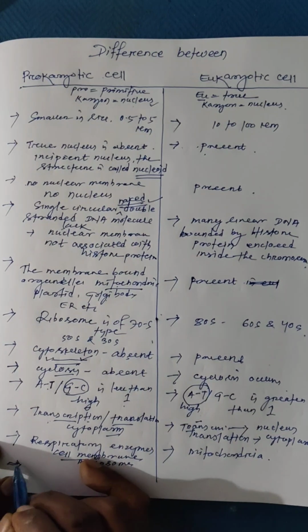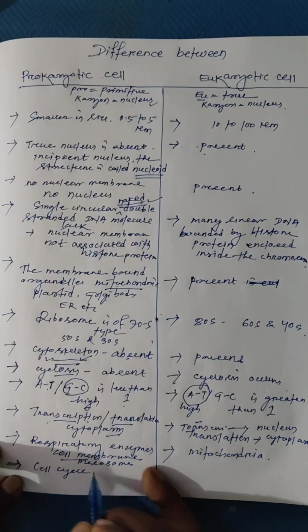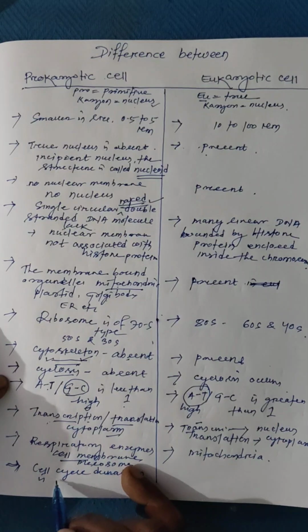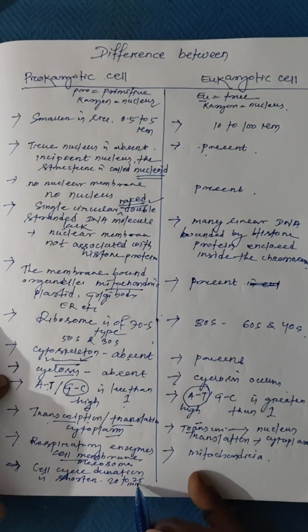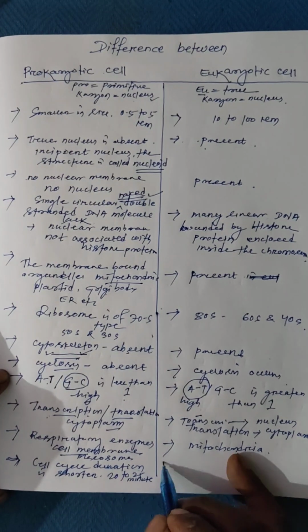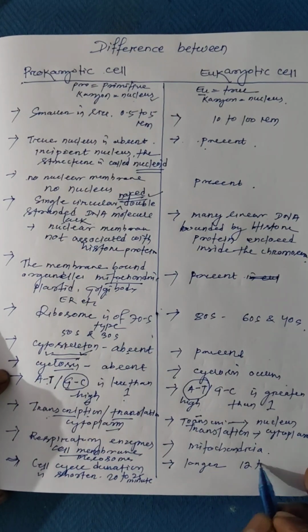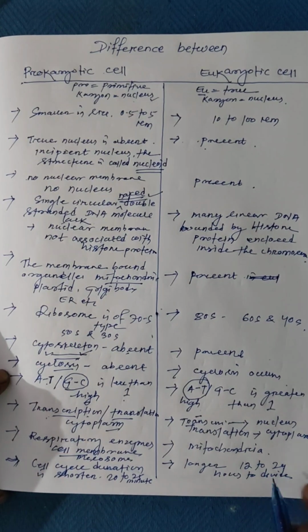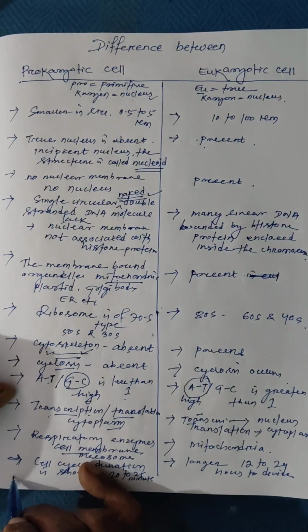Then when they divide, they form new cells. The cell cycle duration is generally shorter in prokaryotes, that is 20 to 25 minutes, which means they take a very short time to divide. But in eukaryotic cell, the cell cycle duration is longer. A cell generally takes 12 to 24 hours to divide. So these are some differences between prokaryotic cell and eukaryotic cell.